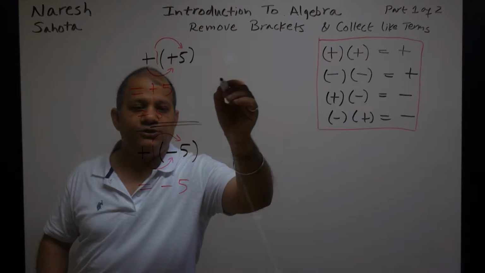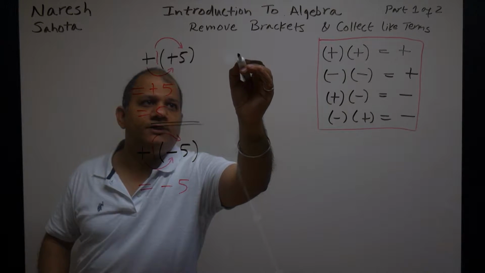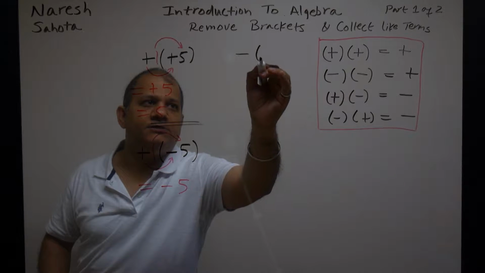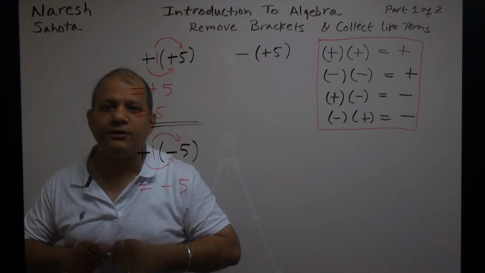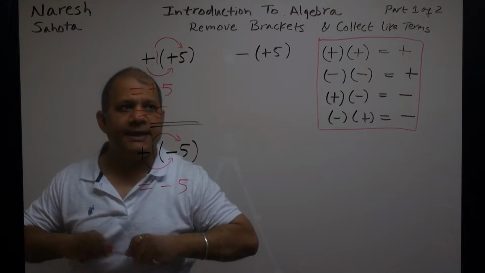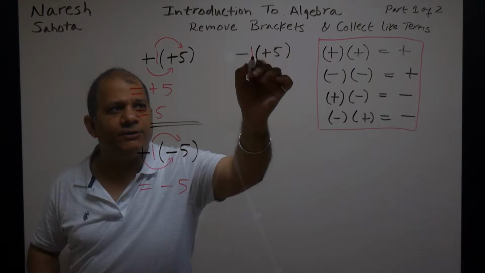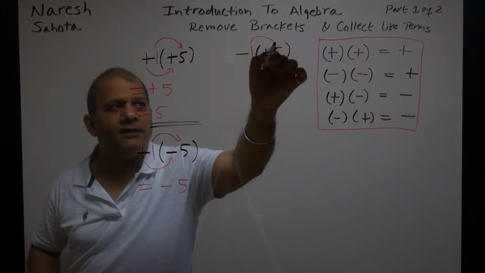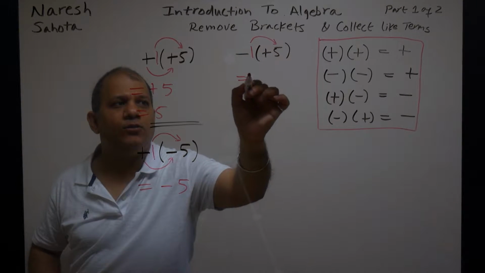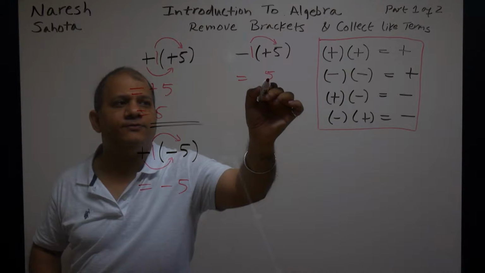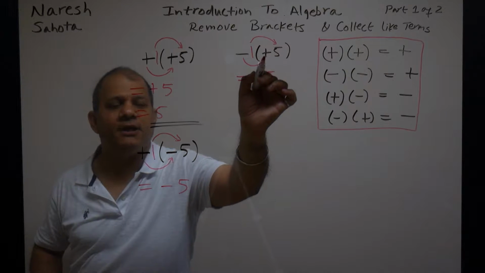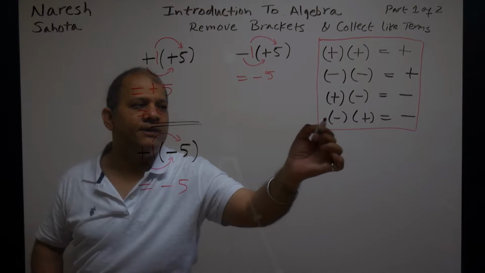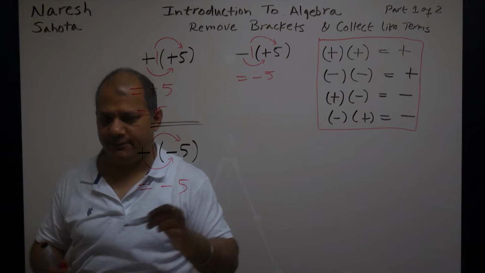Now for this example, let's put negative on the outside and positive 5 on the inside. So how do we remove brackets? Again, we can have an imaginary 1 right here, multiply the numbers together. 1 times 5 is 5, and now multiply the signs together. Negative times positive is negative.